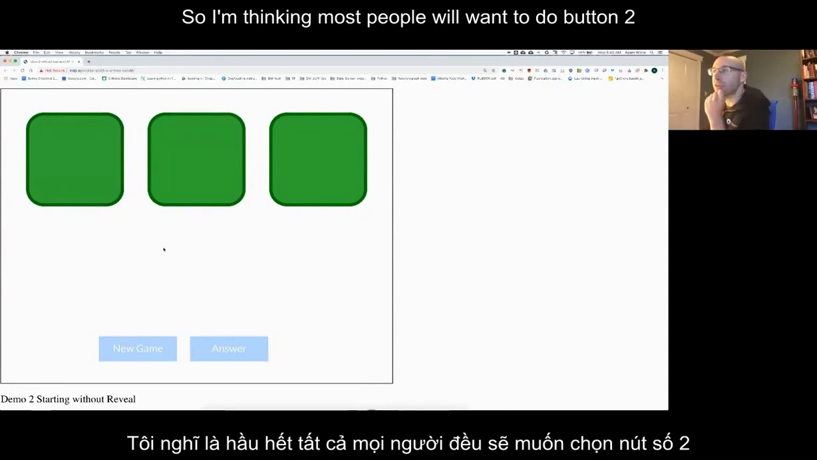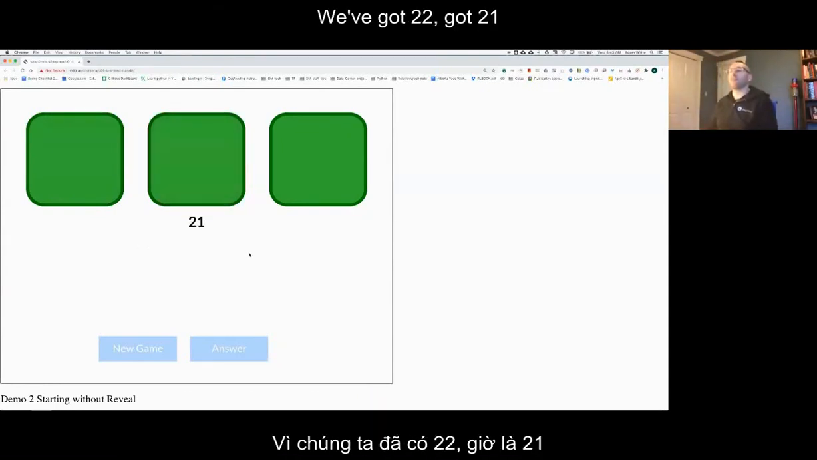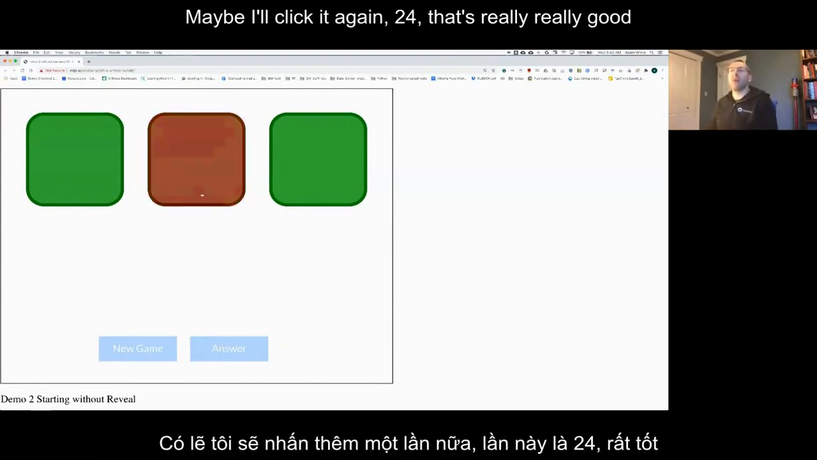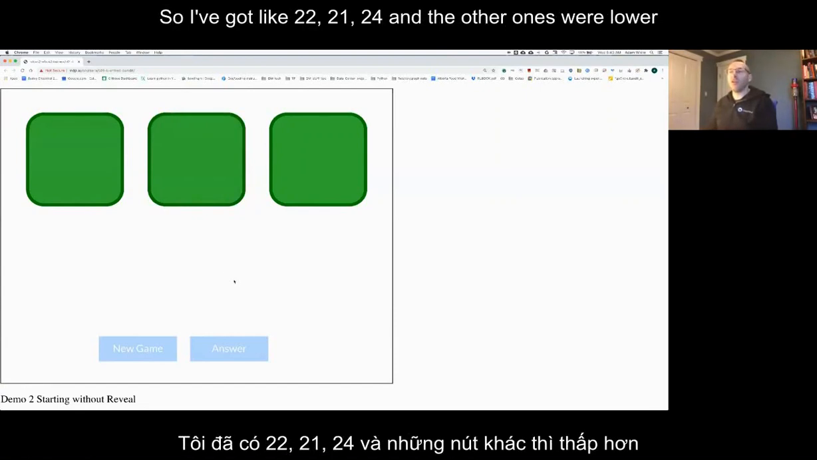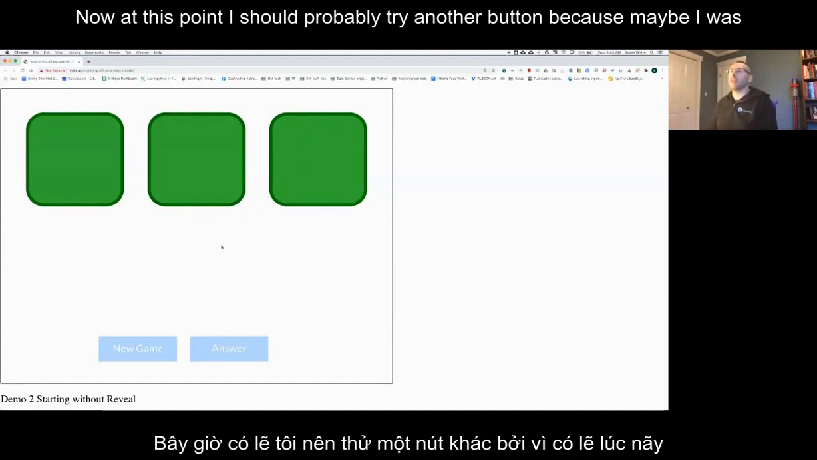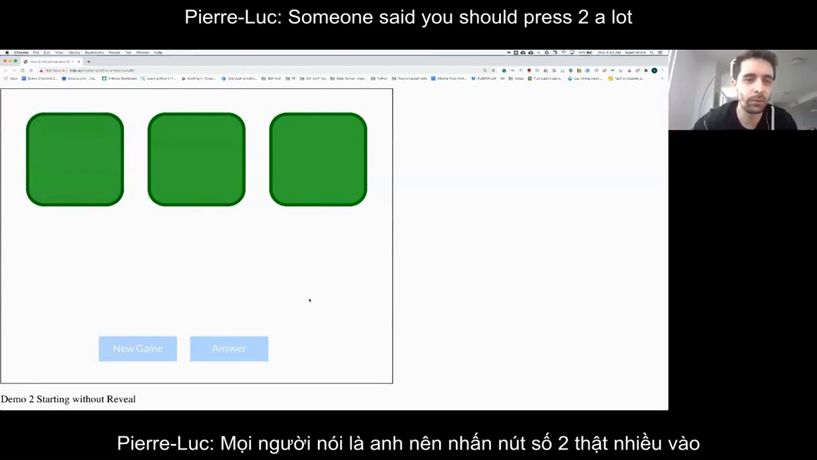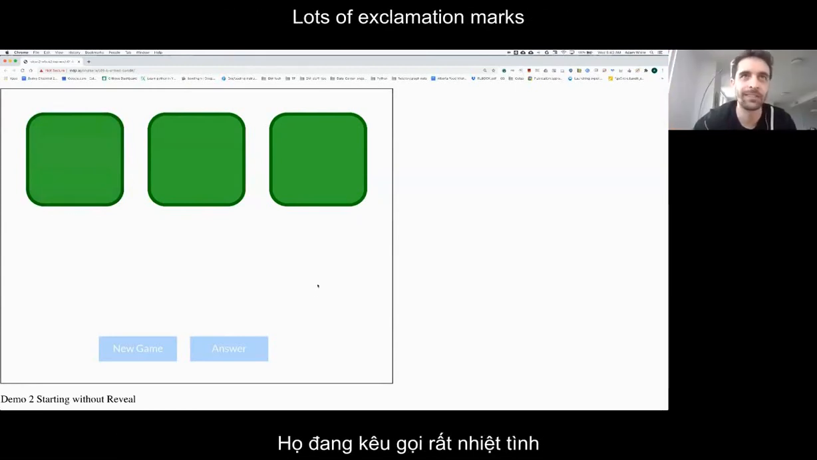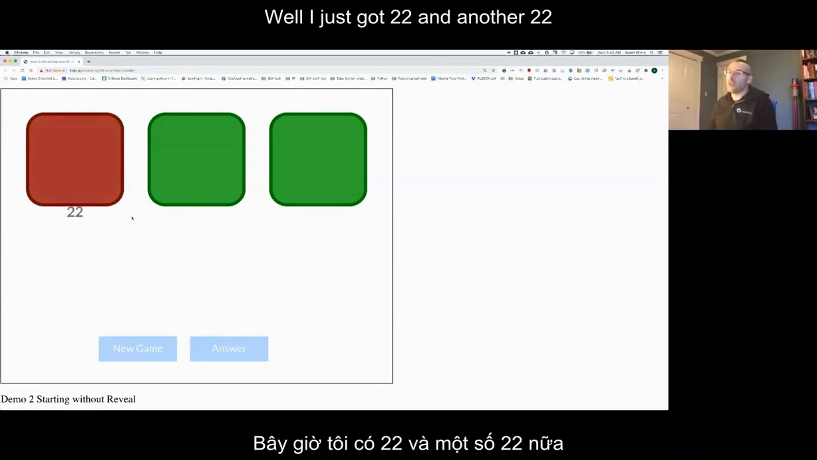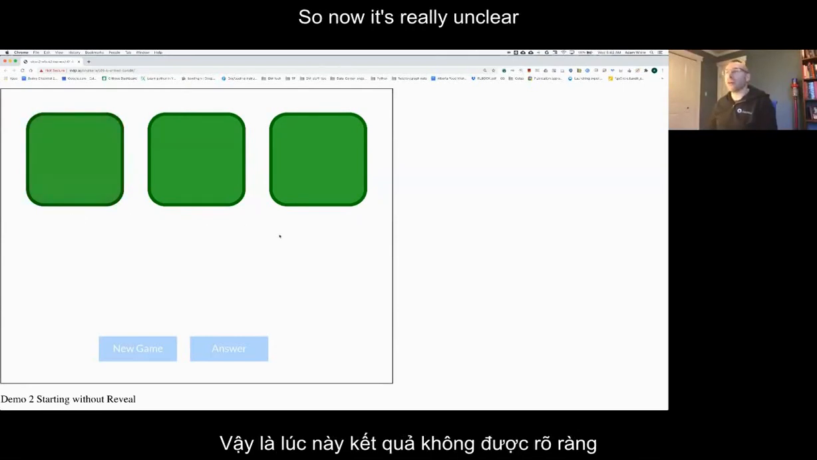So I'm thinking most people will want to do button 2. We got 22. Got 21. That's pretty good. Maybe I'll click it again. 24. That's really, really good. So I've got like 22, 21, 24, and the other ones were lower. 23. Now at this point, I should probably try another button because maybe I was just unlucky when I checked them. Someone said you should press 2 a lot. Lots of exclamation marks. Well, I just got 22 and another 22, so now it's really unclear.